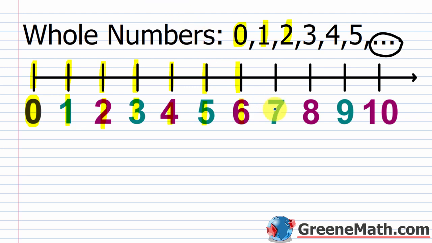Now, in a similar way to where we put the 3 dots, we need to show that the whole numbers continue going out to infinity. So basically, they continue forever. What we're going to do here is draw this little arrow and say that after 10 comes 11, then 12, then 13, so on and so forth.